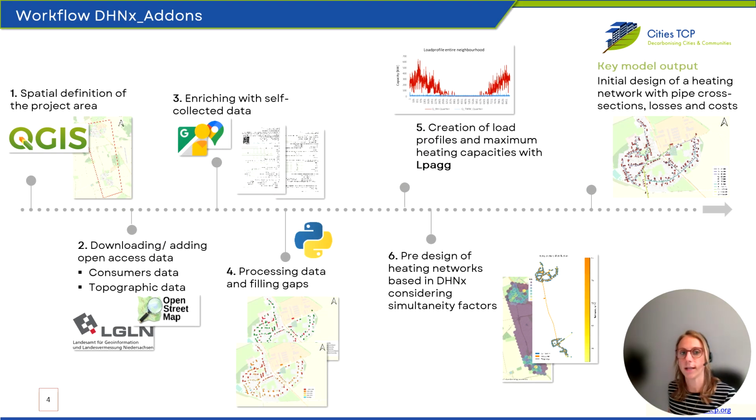For the first step, it is important to define the project site in a geographic information system such as QGIS. In the second step, open access data from OpenStreetMap or regional information services will be downloaded and assigned to building polygons. This building data can now be enriched and specified with self-collected data. Remaining gaps can now be filled in DHNX add-ons with the help of an individual workflow.